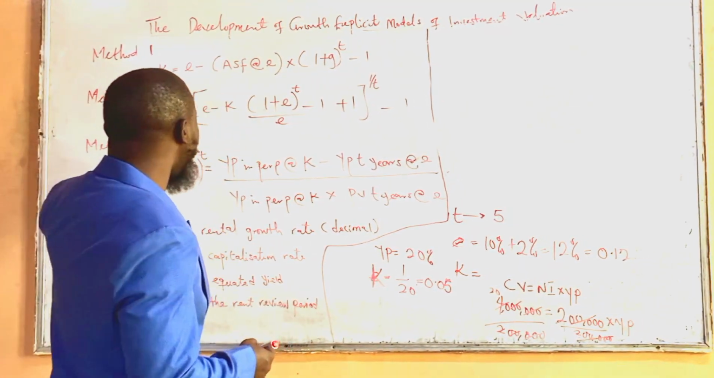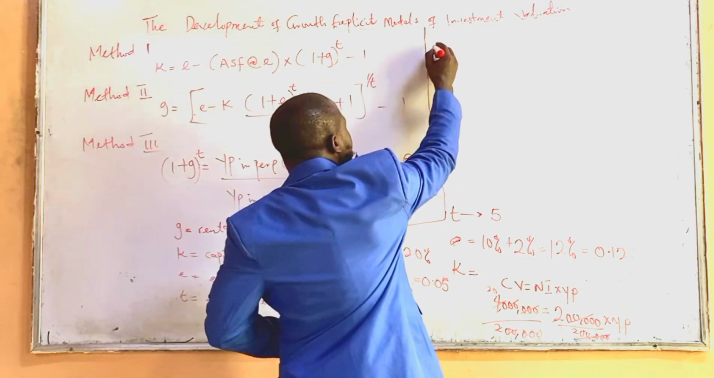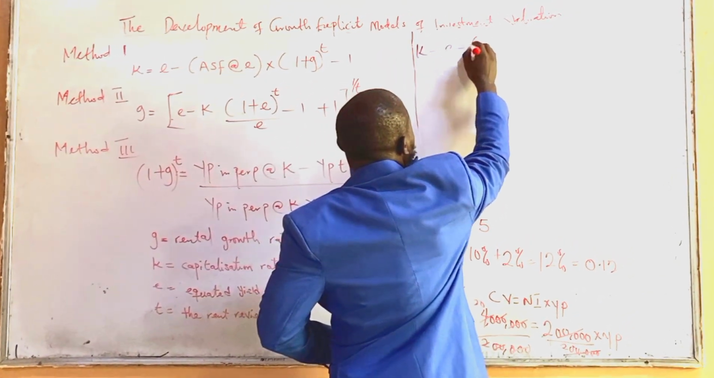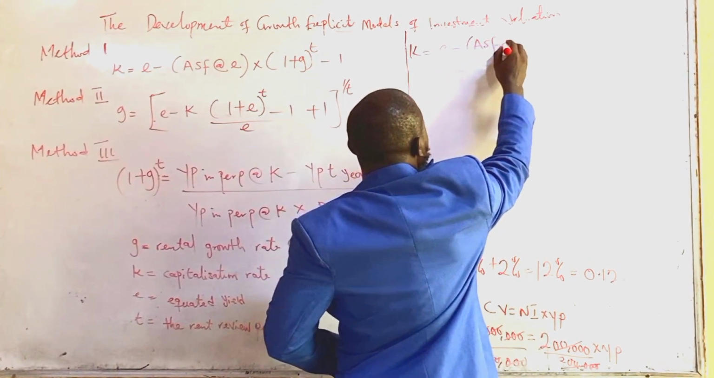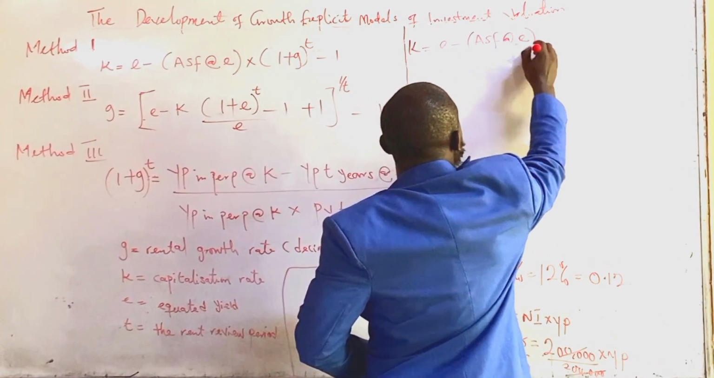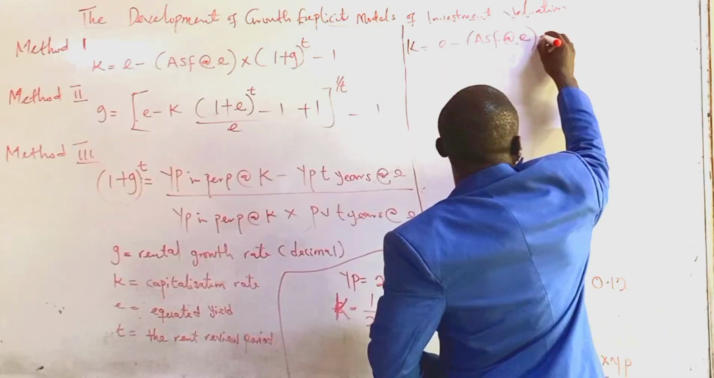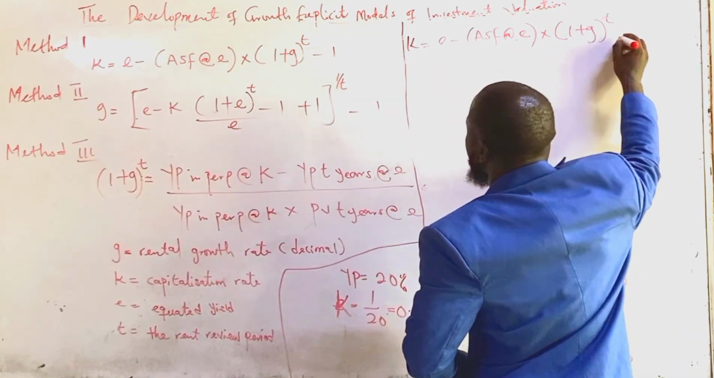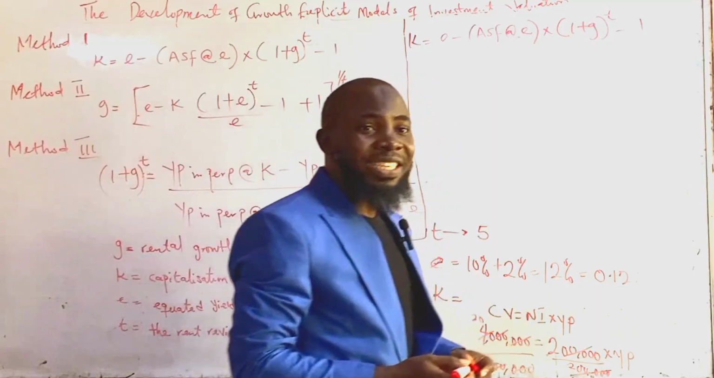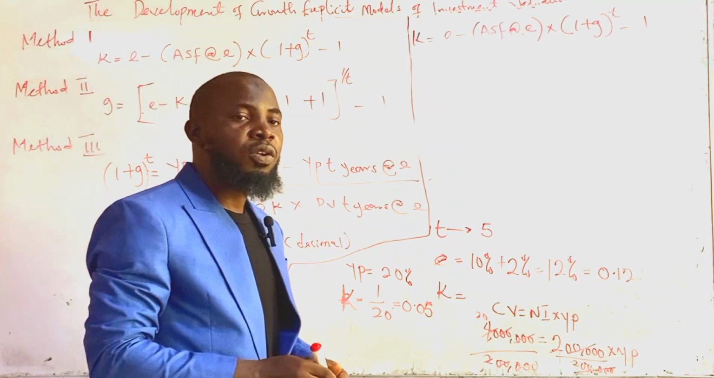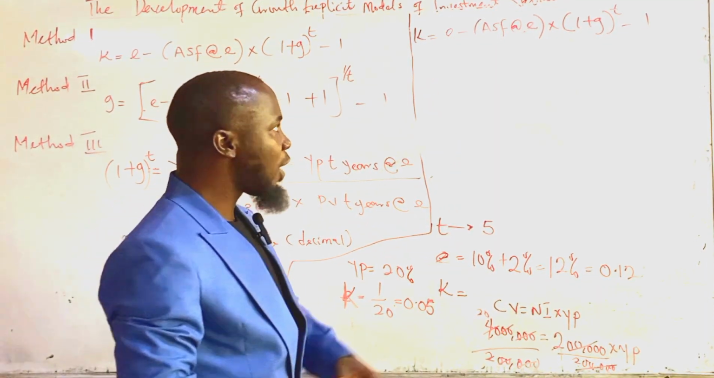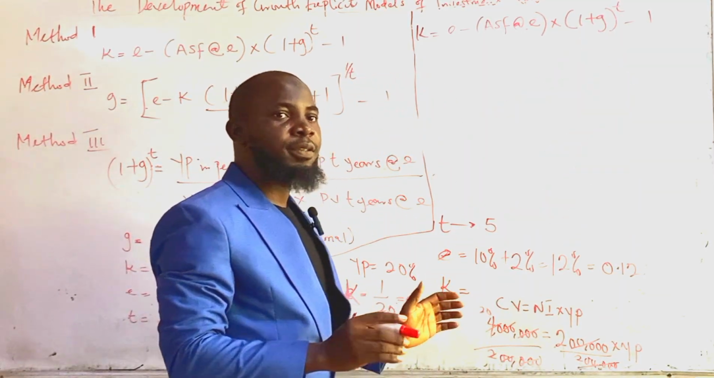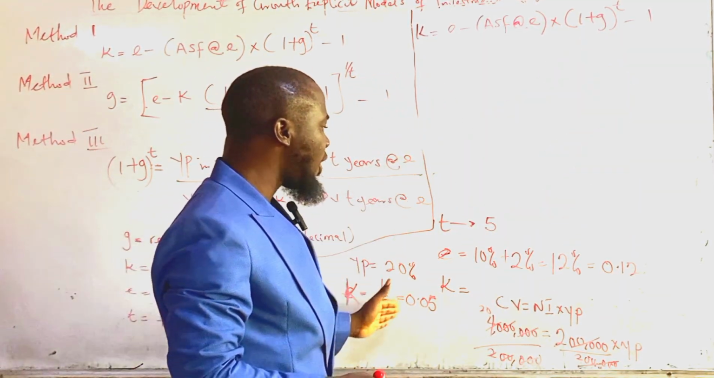Now let's start with the first method, which says K equal to E minus annual sinking fund at E times 1 plus G all raised to power T minus 1. What are we looking for? We are looking for our growth rate. We are looking for G. This is what we are looking for. So to solve this, very simple now. Let's apply all this into it.